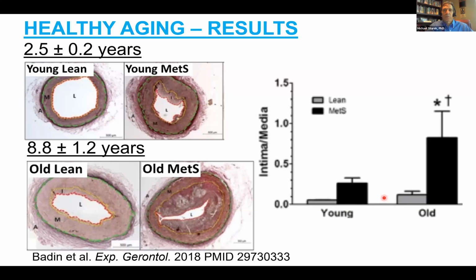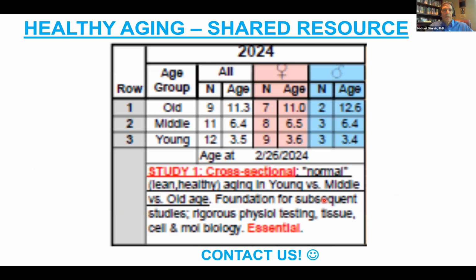And so the intimal to medial ratio was extremely high in the old metabolic syndrome pigs compared to the others. I show this as a shared resource, and I alert anybody who's interested in potentially getting tissue from pigs that we will study in 2024.